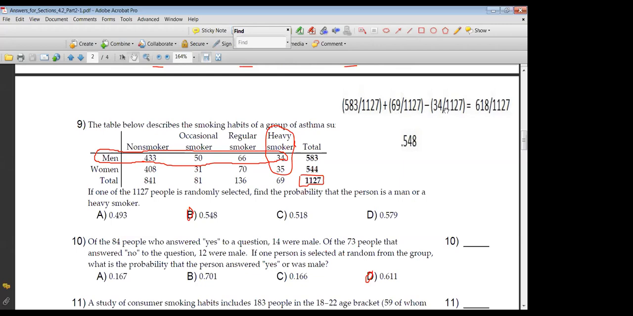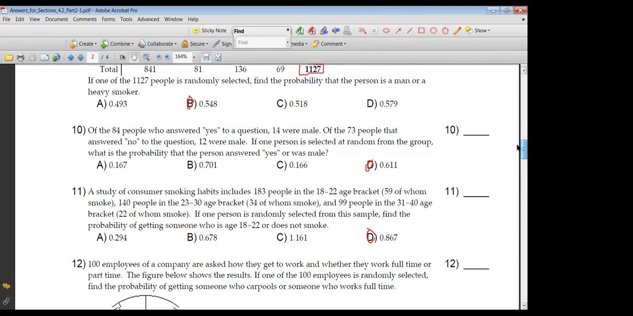So I subtracted them. Another way of doing it is I could have gone 583 out of 1,127 on my men. And then when it came time to count my heavy smokers, I could have said, hey, I'm just going to use 35. I'm not going to count that 34. I'm not going to go 69. I'm just going to say 35. Notice 69 minus 34 gives you the 35, in this case women. All right. So you either count them twice and then subtract, or maybe just don't double count from jump street. But I use these little circles to kind of pinpoint what I'm doing.